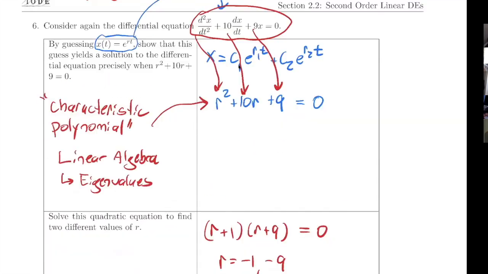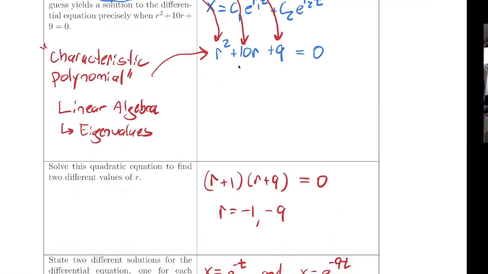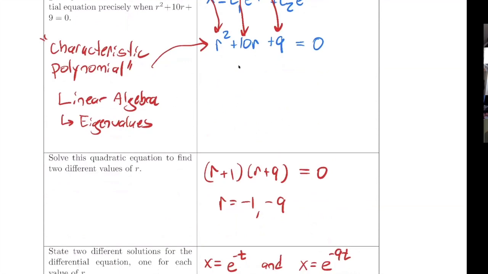So that's it. I would say that these tend to be actually some of the easiest differential equations that we can solve because it's an algebra problem. You could do this in high school once you learn how to solve quadratic equations.